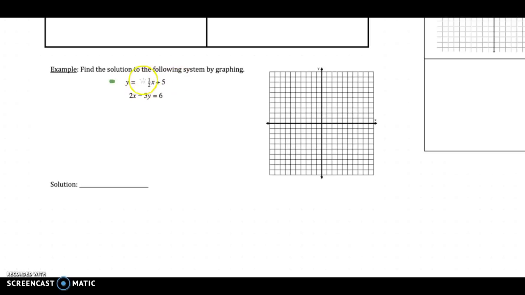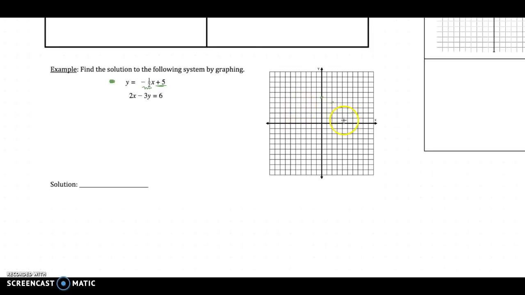For this first one, this is in slope-intercept form, so I'm going to begin with b, which is my 5. I'm going to go up to 5 on the y-axis and put a dot. And then I'm going to move with m, so now it tells me to go down 1 and over 2. This is my rise and then my run. So I'm going to go down 1 over 2, down 1 over 2, and so on.